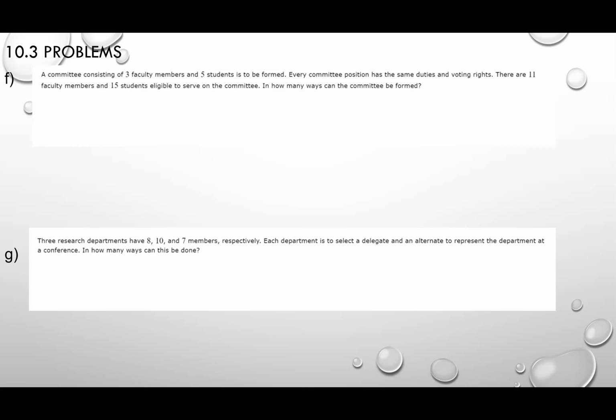There are 11 faculty members and there are 15 students who are eligible to serve on this committee. In how many ways can this committee be formed? So hopefully you recognize that we have 2 different groups. We have a faculty group and we have a student group. And because they tell us the order doesn't matter, we know that this is a combination problem. And if this is a combination problem, you need to do the faculty group by themselves and the student group by themselves.